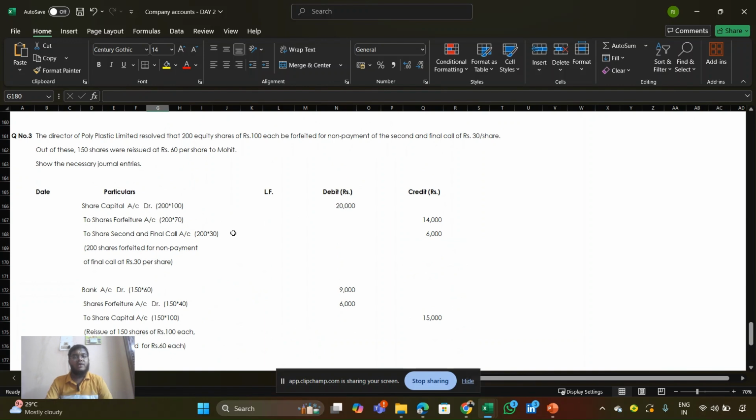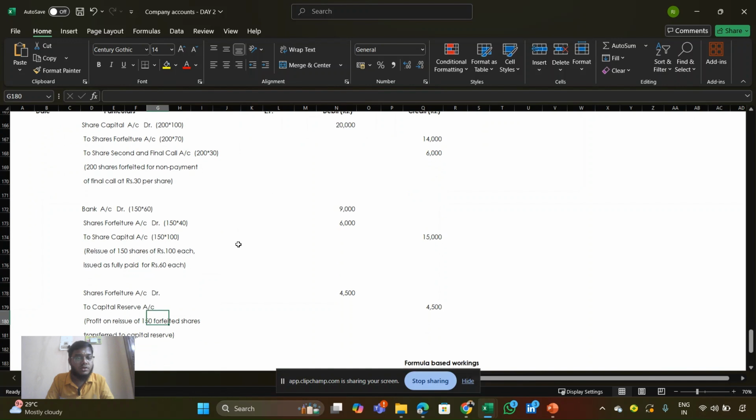So today we have gone through oversubscription. In oversubscription, we have gone through three alternatives: the first is rejection, the second is pro rata, and the third is a combination of both. Then we have done forfeiture, which means canceling the paid shares. Then we have done the reissue: how much we have received, what amount is forfeited, how much they have sold, and the balance remains in the forfeiture account. The loss has to be reduced while calculating the gain on reissue, and the gain on reissue will be transferred to capital reserve. So these are the concepts we have done today.